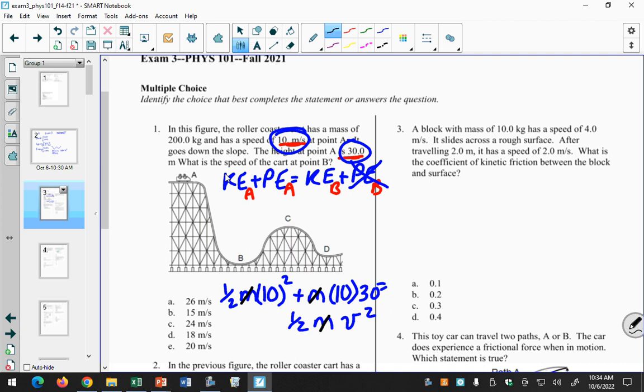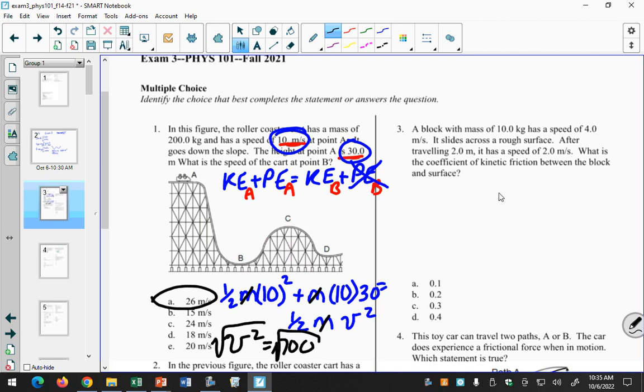As long as I don't have a spring, the mass will always be irrelevant. If I have a spring, the mass won't cancel out. So I have 50 plus 300, that's 350. So v squared looks like it's 700. So v is the square root of 700, must be 26. Is A the right answer? I think I did that right. Yeah, 26 is the right answer there. You'll definitely have a problem like that, okay?